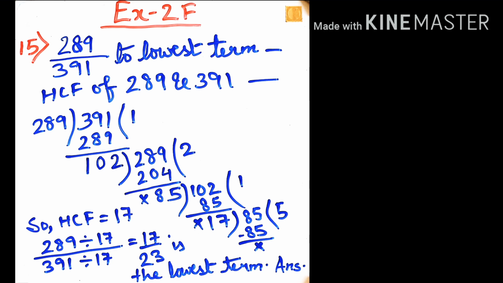Okay. Now comes the next question, question number 15, where we have to convert this fraction 289 by 391 into the lowest term. So first we will take out the HCF of 289 and 391. Here again I am using the division method. So after dividing, we see that HCF is 17. Now we are dividing both the numerator and the denominator by 17 and we are getting 17 by 23. So 17 by 23 is the lowest term. I hope it is clear to you.